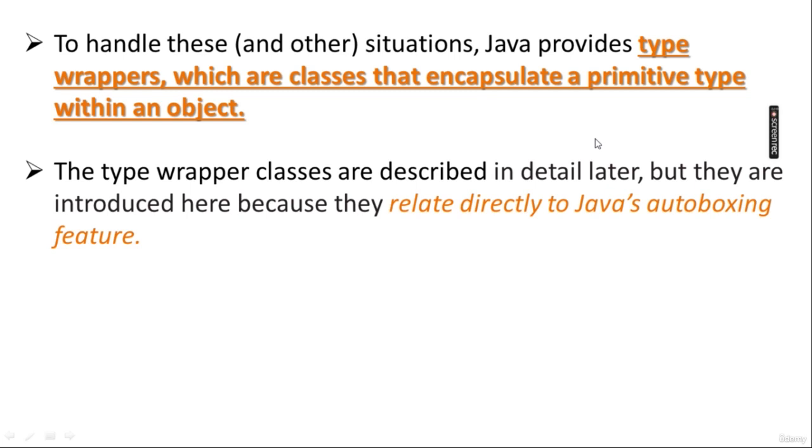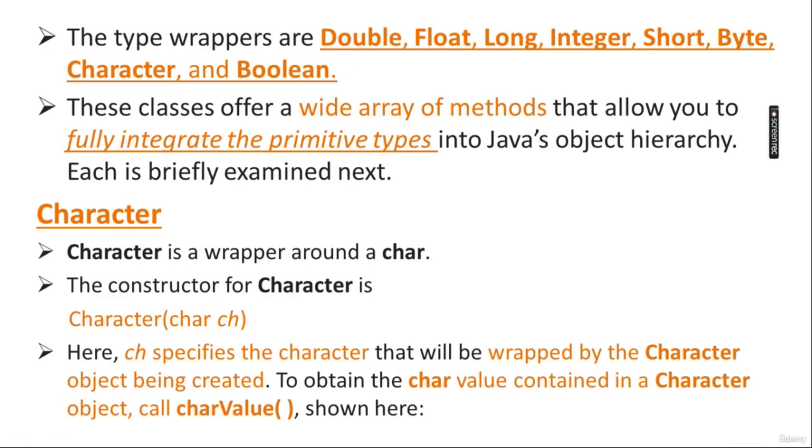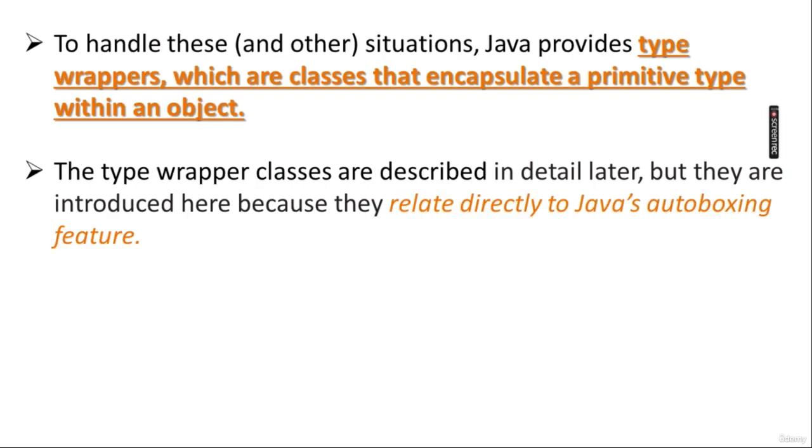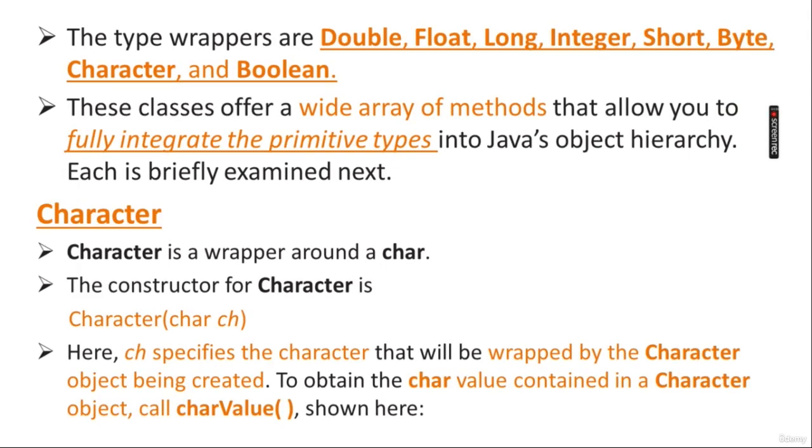So to understand autoboxing, we first have to understand what primitive types and type wrappers are. For that purpose, we have introduced here a basic, detailed explanation of the primitive types and type wrappers. The type wrappers are Double, Float, Long, Integer, Short, Byte, Character, and Boolean.